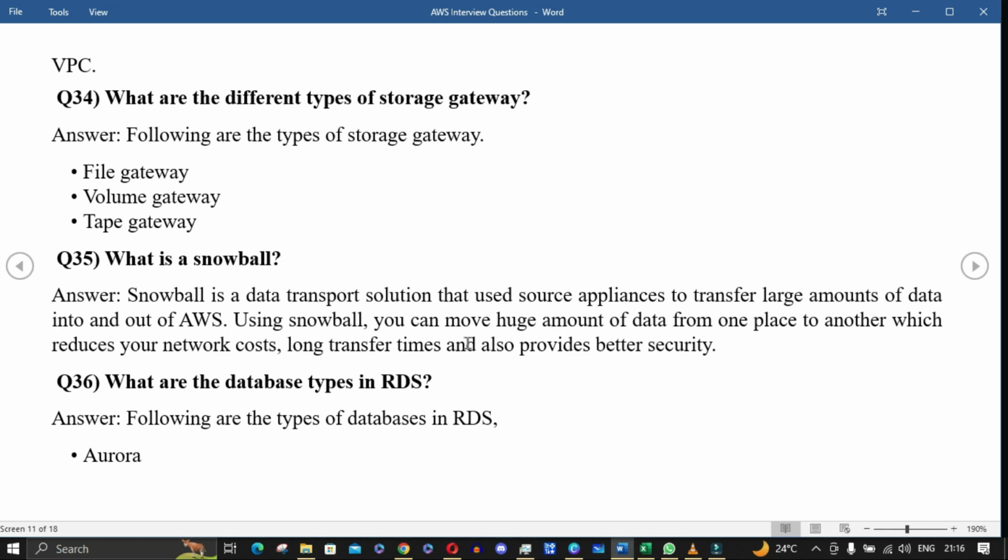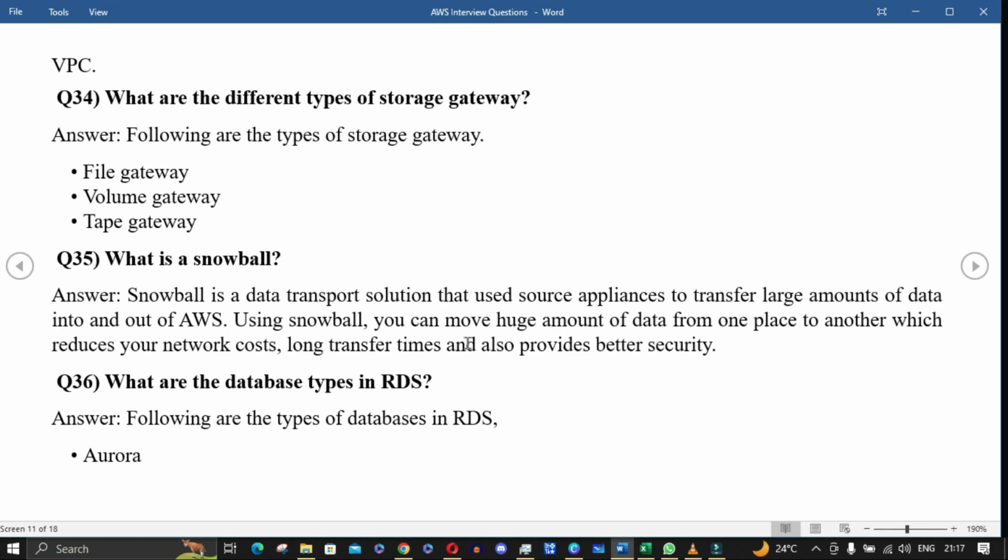What is Snowball? Answer: Snowball is a data transport solution that uses secure appliances to transfer large amounts of data into and out of AWS. Using Snowball, you can move huge amounts of data from one place to another, which reduces your network cost and long transfer times, and also provides better security.